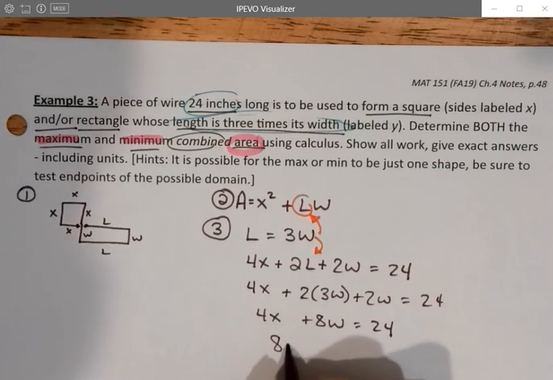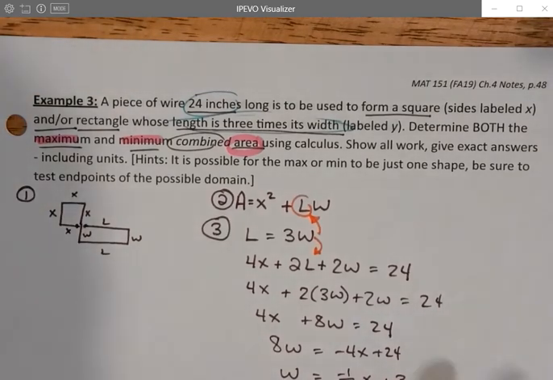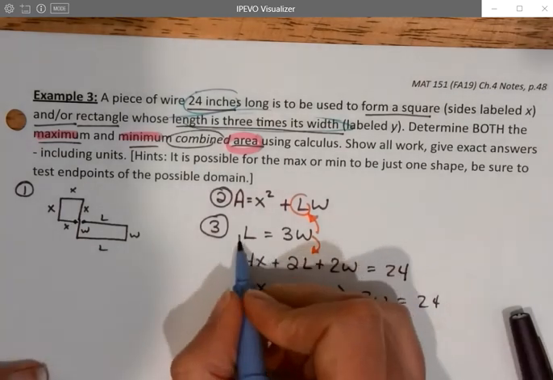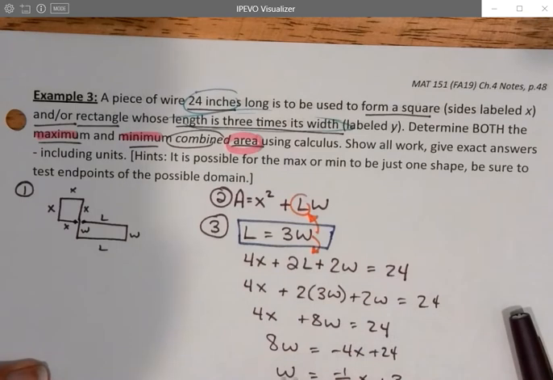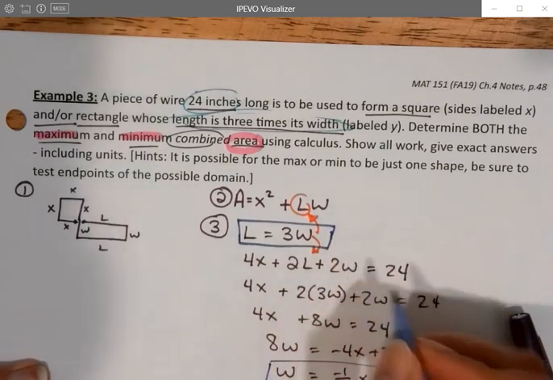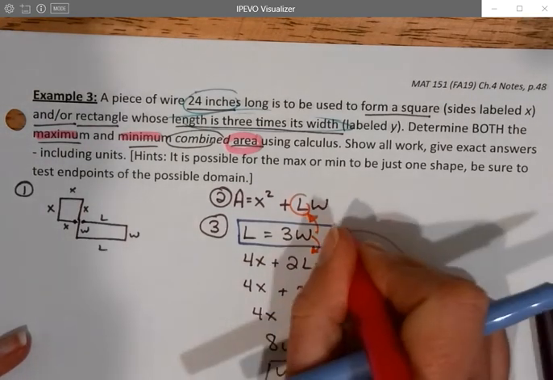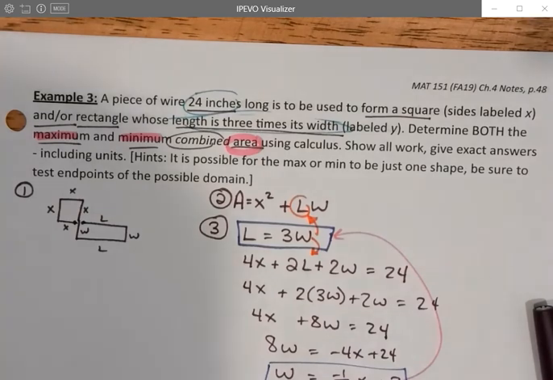So we'll have our 8w equals negative 4x plus 24, and I'll have w then equals negative 1/2 x plus 3. Okay. So those are just the constraints. So the constraint lines that I need to use now, going back into the original, are the L constraint and the W constraint. I'm also going to use this W constraint twice because we have to plug it in for L. Cool. Okay, so we'll do that in our step 4.